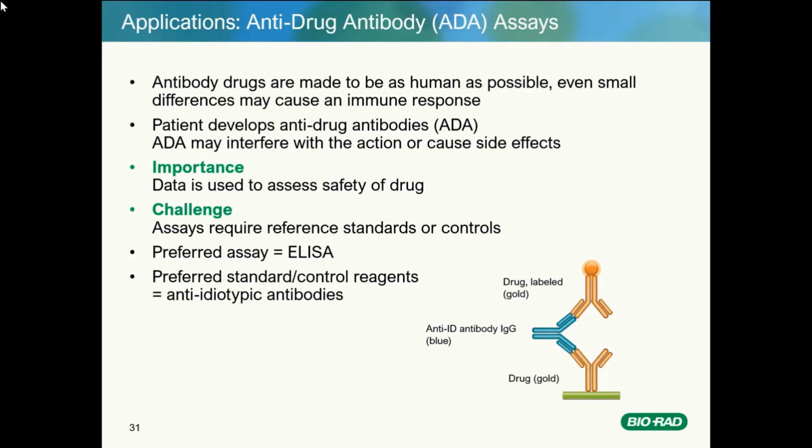Our suggestion for a better assay is to use the ELISA bridging assay pictured in the right panel, and we use anti-idiotypic antibodies as clonal controls. If you use the drug as capture and you use the labeled drug antibody as detection and an anti-idiotypic antibody to bridge these two, then this can be used as a calibrator or control for your ADA assay.